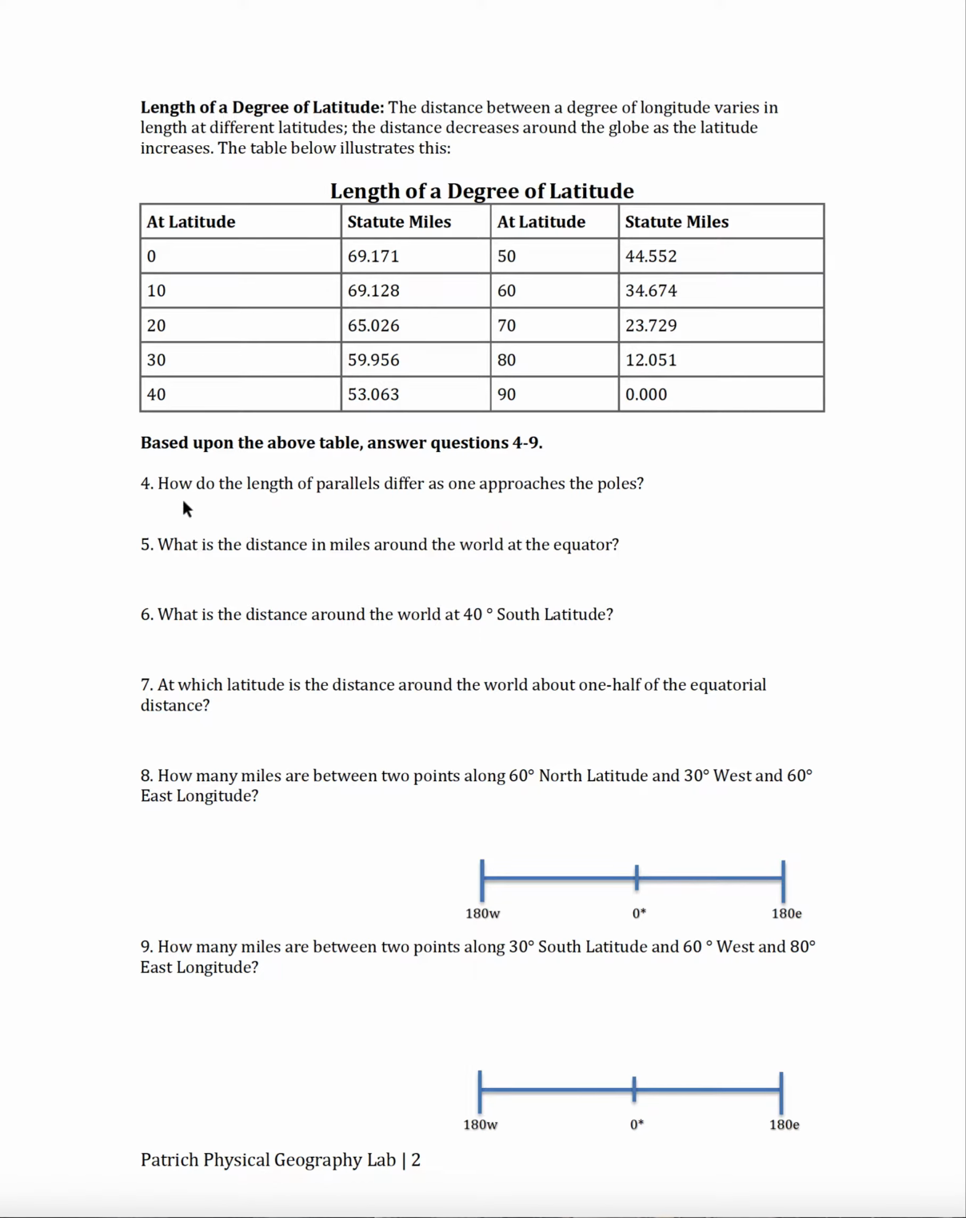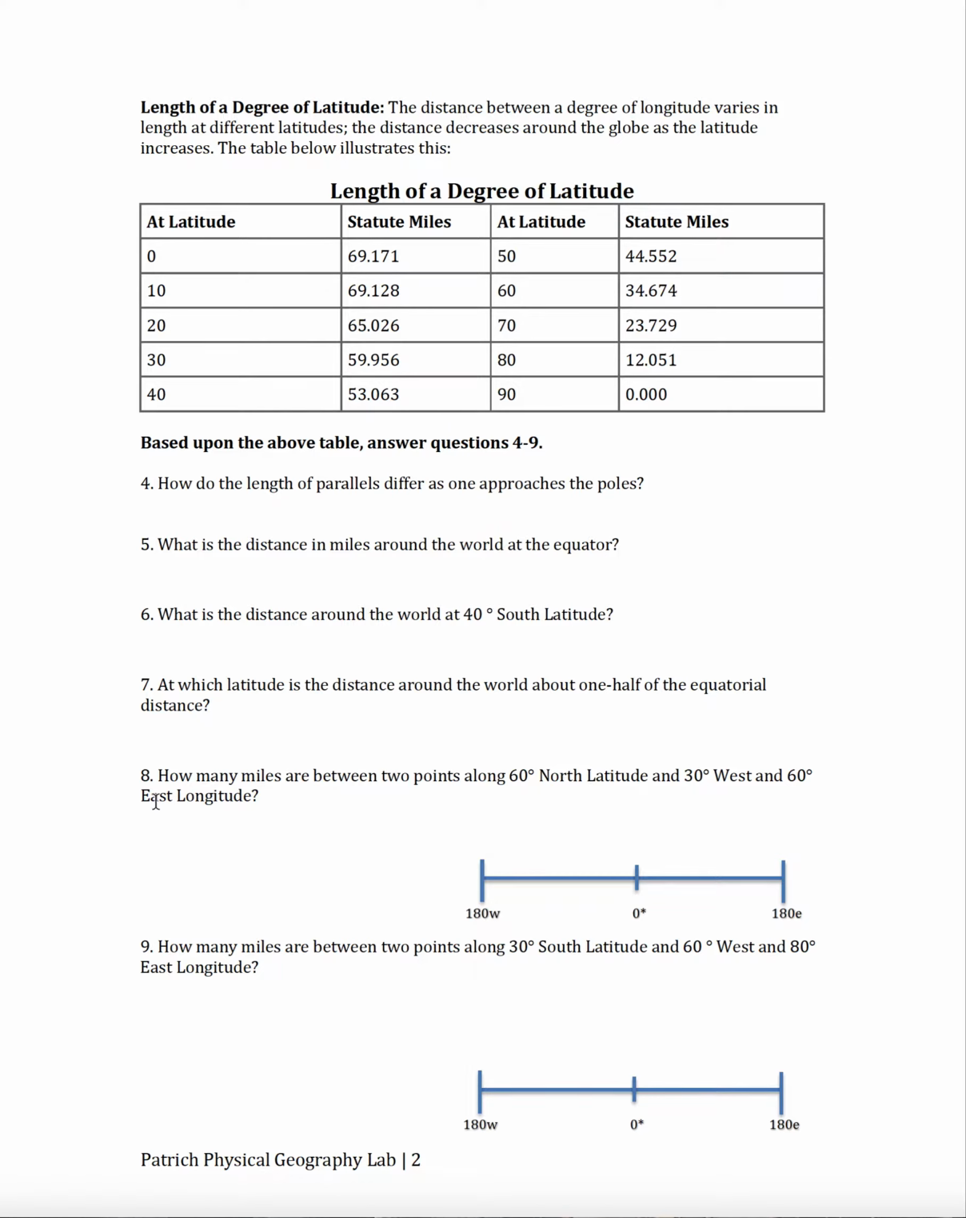So moving forward, you can say, well, what would be the distance around the world at 40 degrees south latitude? Well, we know all the way around the world is 360 degrees times the 53.063 that we get at 40 degrees of latitude. And then that will give us the total distance in miles around the world at 40 degrees south latitude. A little hint, these values at 40 degrees south are the same values at 40 degrees north. It's the same. So you can use it backwards if the question said perhaps, what is the distance around the world at 40 degrees north? You could use the same value.